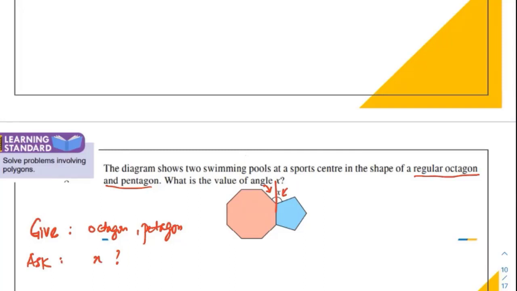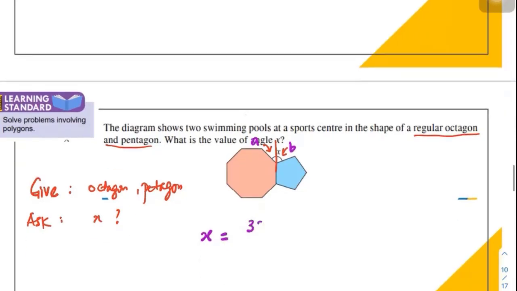Either you can label it into two, addressing this one A and this one B, or you can do it directly, which is to find the exterior angle. So 360 divided by 8, then plus another one, the pentagon, 360 over 5. Then only you press your calculator. To show working, 117.